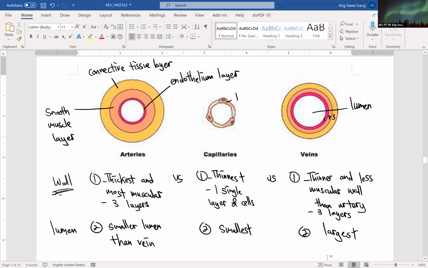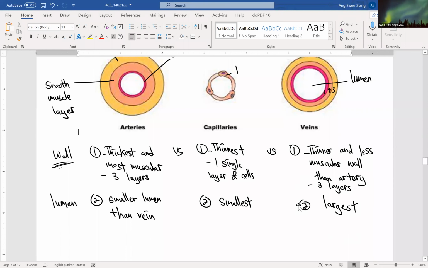Okay, Ken. Actually, there's one more difference not shown in this diagram. It's related to valves.